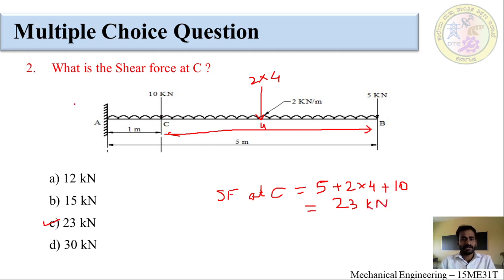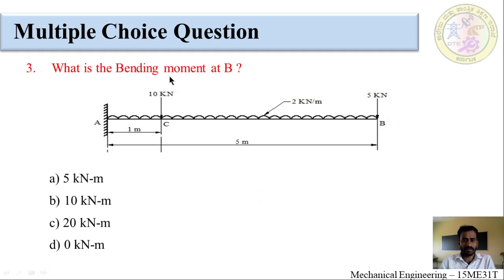So, the correct answer is option C, 23 kilonewtons. Moving on to the next question, what is the bending moment at B? It is the free end of the cantilever beam. If there is a point load or no point load, if there is a UDL or no UDL, it does not matter. At B, the bending moment is always 0. So, the correct answer is option D, 0 kilonewton meters.